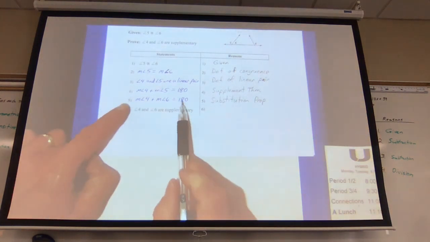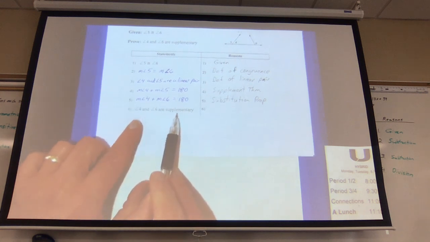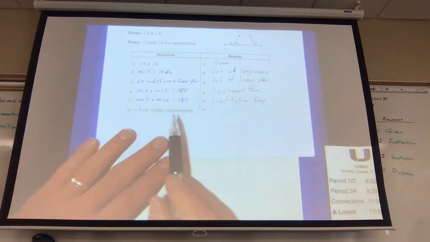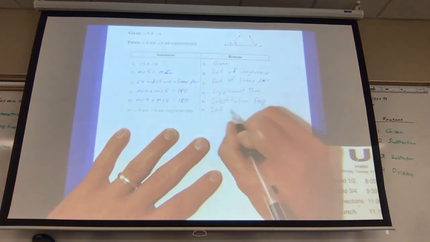And then from step 5 to step 6, since 4 and 6 add up to 180, that means they're going to be supplementary to each other. If you go back to our definition of supplementary, if two things add up to 180, that means they're supplementary. This is the definition of supplementary.